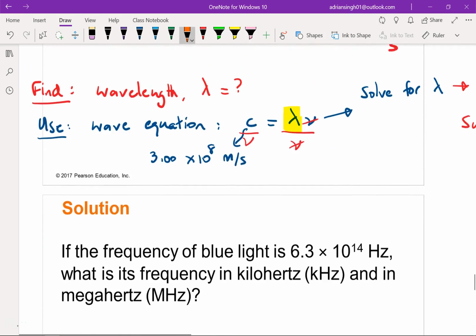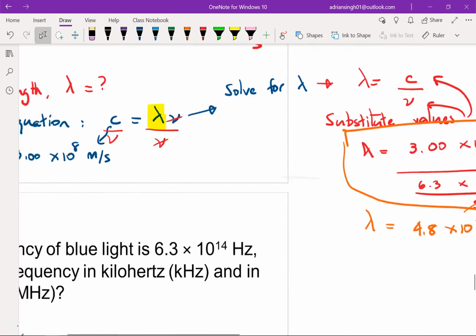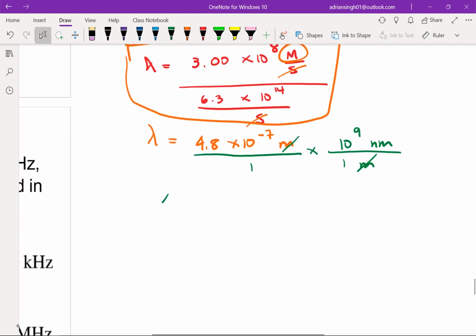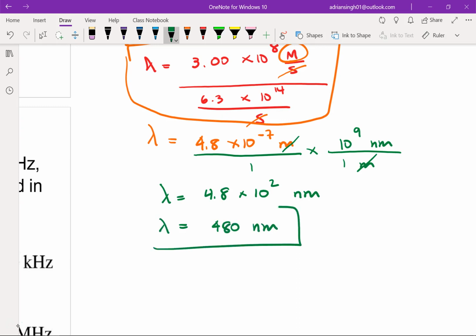All right, so this is where incorporating your metric prefixes is going to be helpful. So now we can take our number that we have here in meters. We're going to use our metric relationship now. For every meter, we have 10 to the 9 nanometers. So meters go away. And what we end up with for our wavelength is, now let's see, that'll be 4.8 times 10 to the 2, which is the same as saying 480 nanometers as our wavelength.